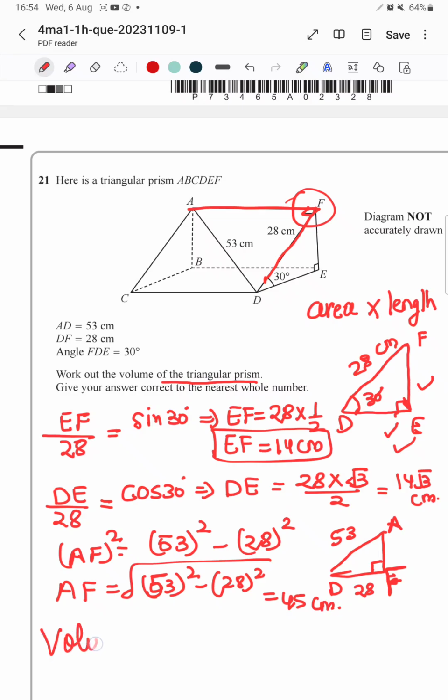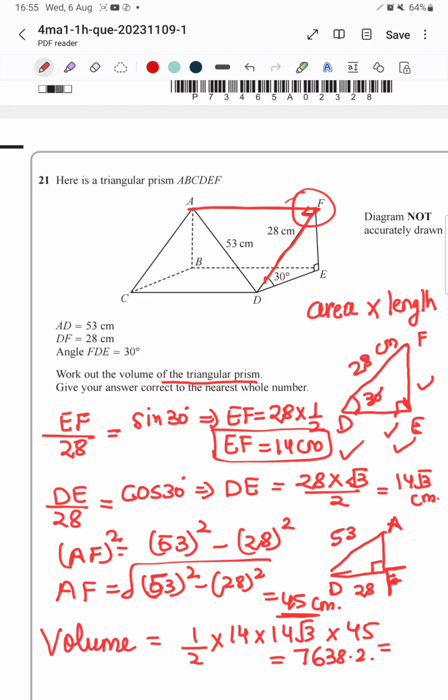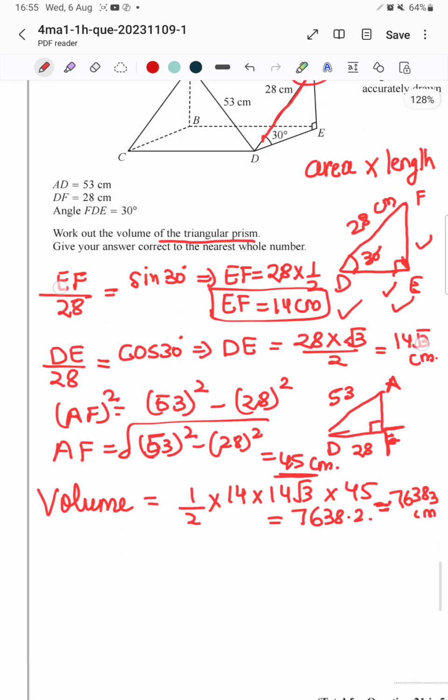Now finding the volume of the prism is super easy. It is the area of the triangle, which is half of the two sides: one is 14 centimeters base, times the height, 14 root 3, and times the length of the prism, which is 45. Then you can simplify this whole value. It is going to be 7638.2. We have to give the answer as a whole number, so it's approximately equal to 7638 centimeters cubed, because it is the volume. Let's go to our next question.